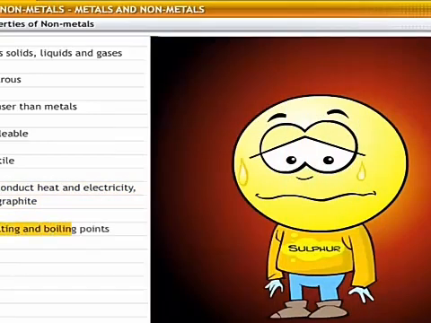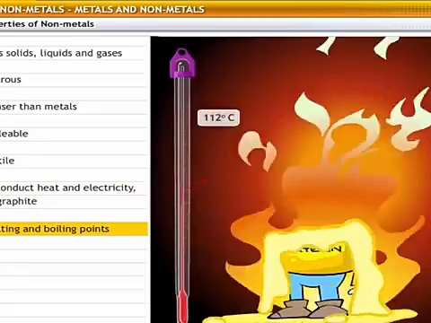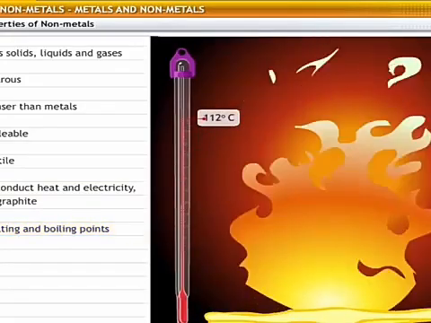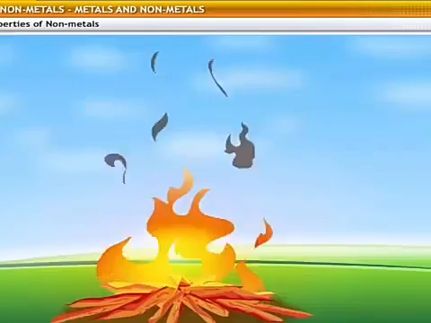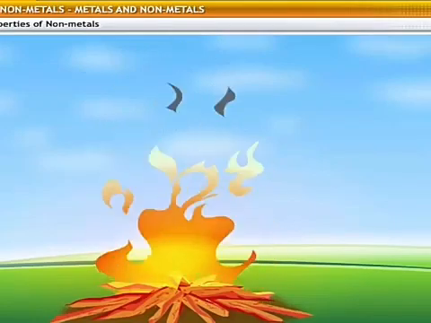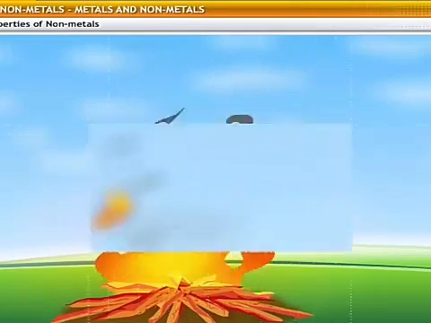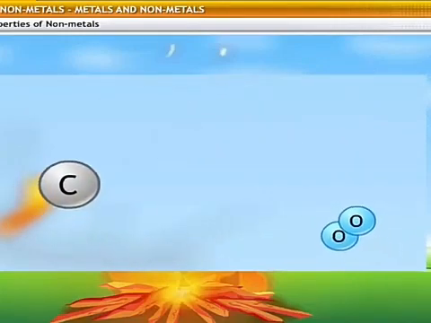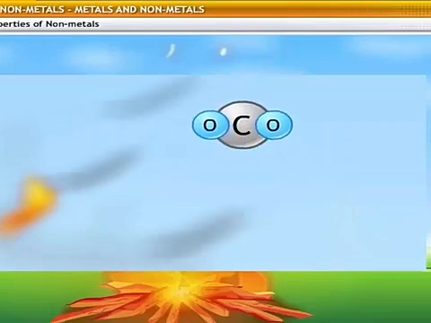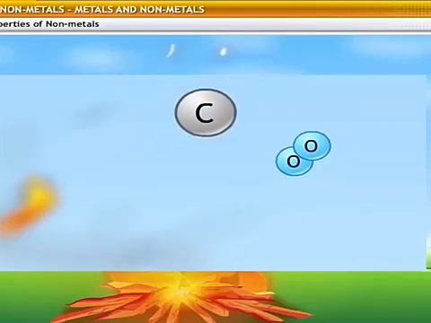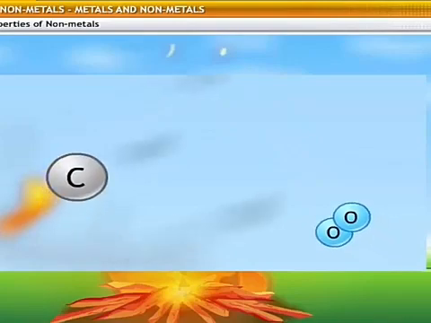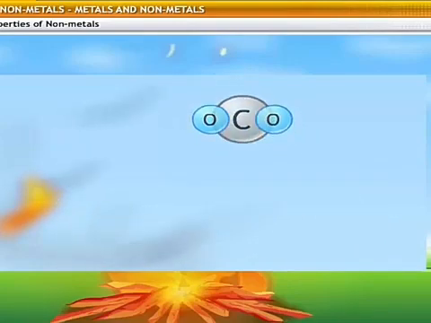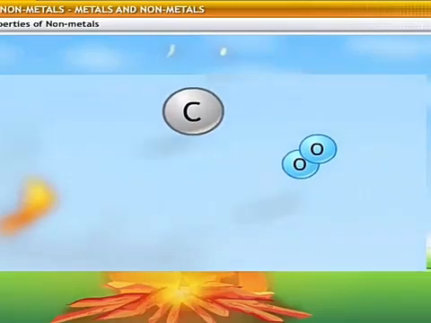Non-metals have low melting and boiling points. For example, sulfur and phosphorus have low melting and boiling points. When you make a bonfire, the wood burns to release smoke. The burning of wood involves a chemical reaction called oxidation. The carbon in the wood reacts with atmospheric oxygen to form carbon dioxide. The carbon dioxide is released in the form of smoke. Let's look at the chemical properties of non-metals in general to understand their behavior with other elements.